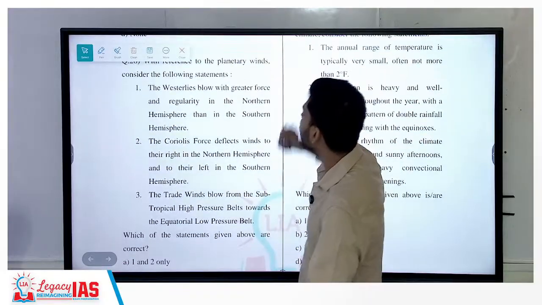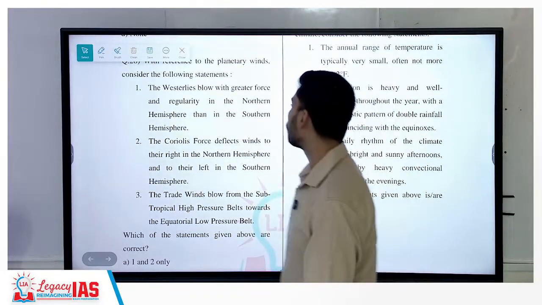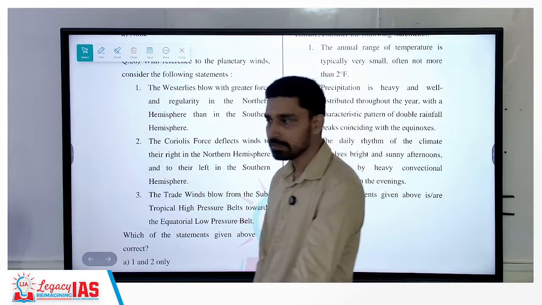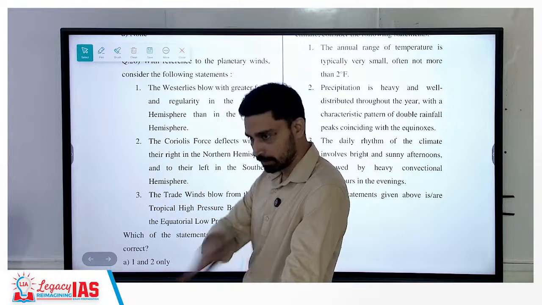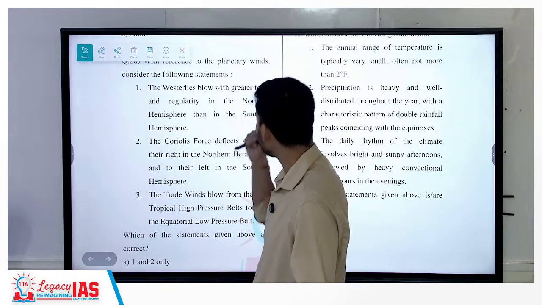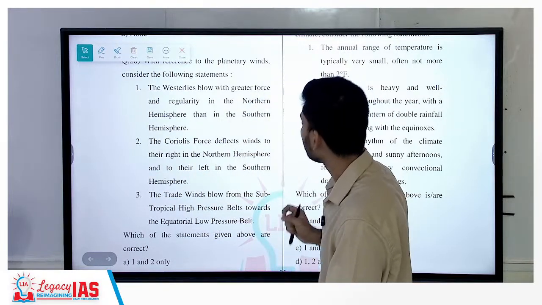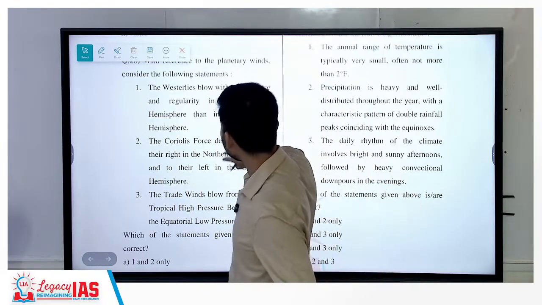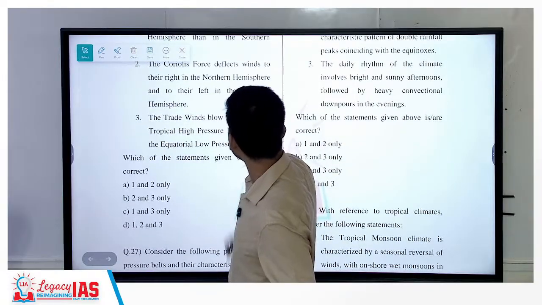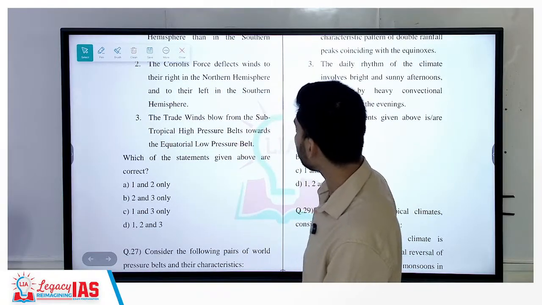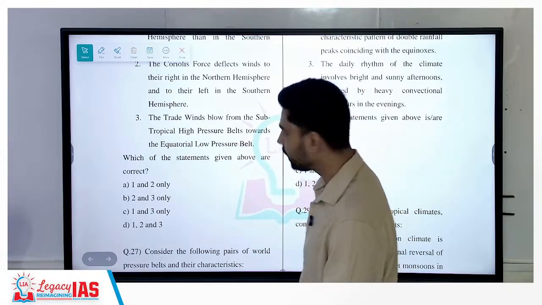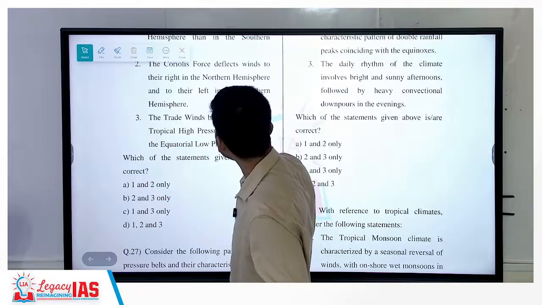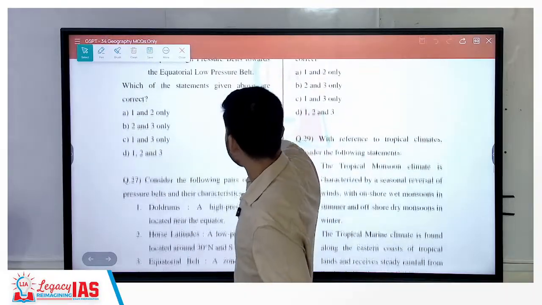Then planetary winds. Westerlies blow with great force and regularity in the northern hemisphere than in the southern hemisphere. This we have studied, that in the southern hemisphere you have a lack of landmass, a uniform sea surface. That is why westerlies blow in the southern hemisphere with greater force. Coriolis force deflects wind to the right in the northern hemisphere. Right. So northern hemisphere always right, keep in mind. Trade winds blow from the subtropical high pressure belt toward the equatorial low pressure. Right. Northeast trade wind, southeast trade wind. So B we can say is the correct option.